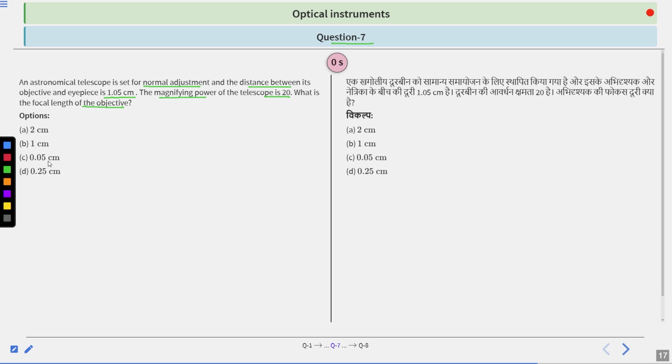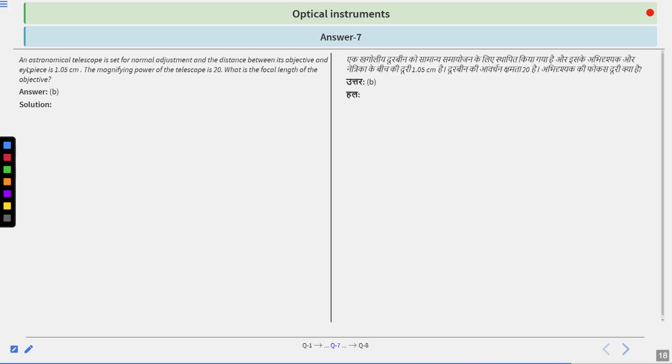Let's see the solution. An astronomical telescope is set for normal adjustment and the distance between the objective and eyepiece is 1.05 centimeter. The magnifying power of the telescope is 20, and what is the focal length of the objective? So the question asks about the focal length of the objective.